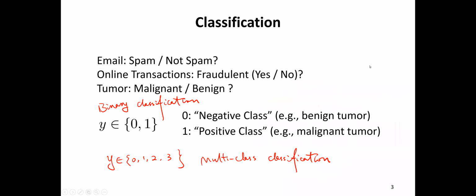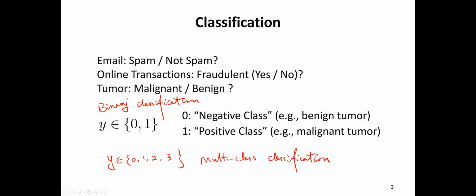Now, classification problem. For example, if you receive an email and you want to classify it into spam or not spam, those are binary decisions you want to make. Online transactions, is it a fraud, yes or no? A tumor, malignant or benign? Is it good or bad? So binary classification, we have two outcomes. Y, the response variable, is 0 and 1. 0 is the negative class, that's a benign tumor, or 1, the positive class, malignant tumor.